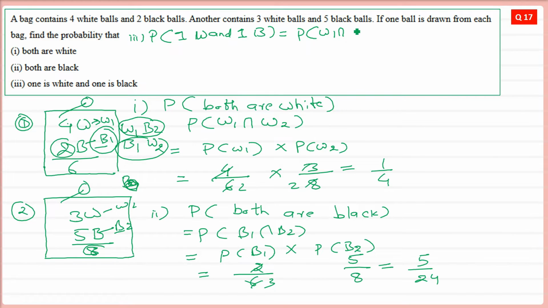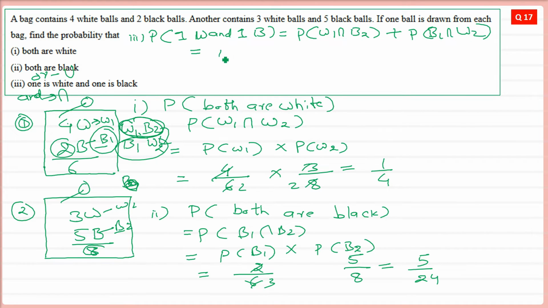W1 intersection B2 it will be. But there is also one more probability, that the black can come from the first one and white can come from the second one, and 'or' is always the union. So W1 and B2 or B1 and W2. So probability of getting the black as the first ball and white as the second ball, so B1 intersection W2. This is going to be the second possibility.